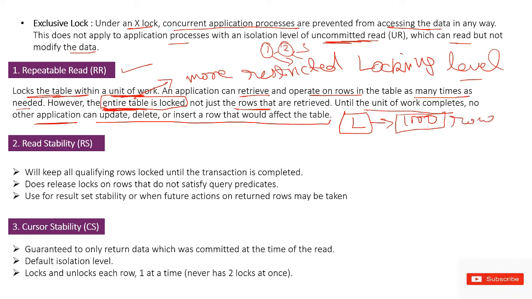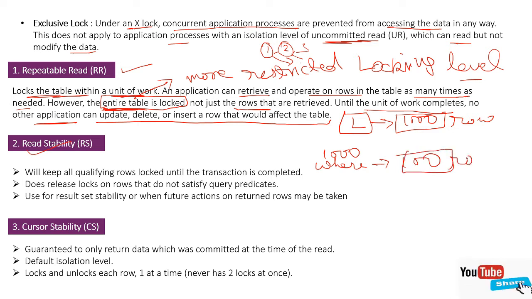Okay. And second is read stability. Means in read stability, what it does, like you have 1000 rows and you have used the where clause, but it fetches, or it brings, the data of 100 rows based on the where clause. Okay, so it will apply the lock on the 100 rows only, not on the entire table.